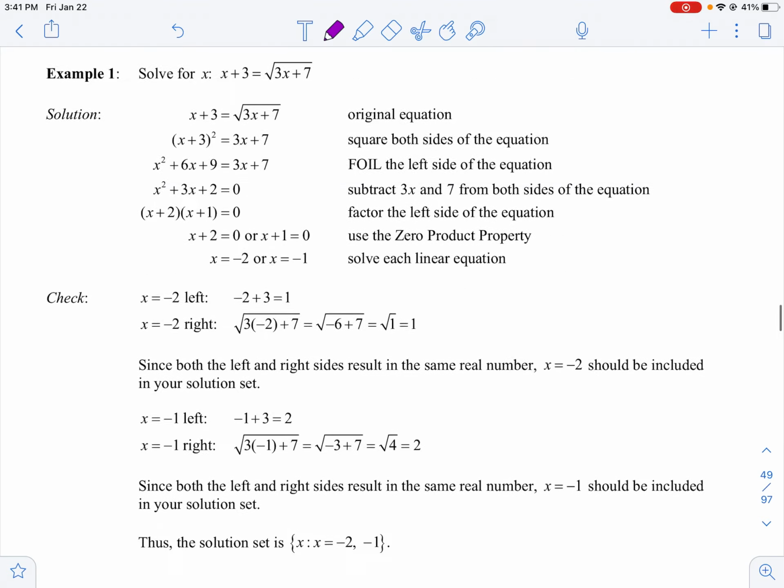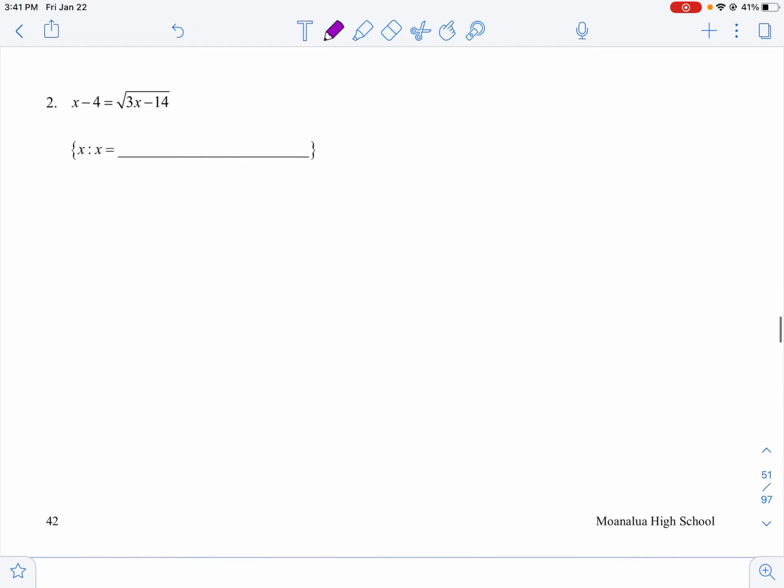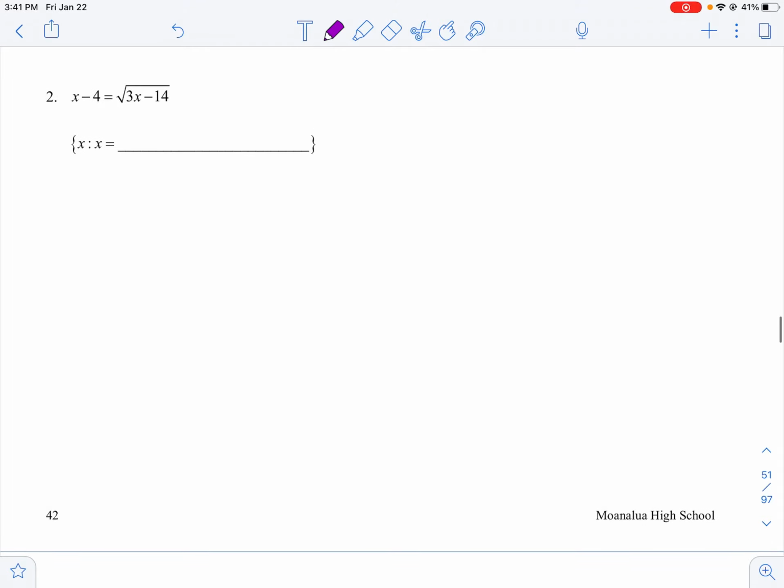So let's have an example. I'm going to start with number 2 over here. I have x minus 4 equals square root of 3x minus 14. So here we have a linear equals a square root, right? And the first thing to do here is to get rid of the square root, right? And in order for us to do that, we just simply square both sides. And that will eliminate the square root.